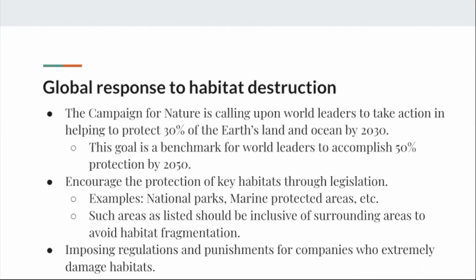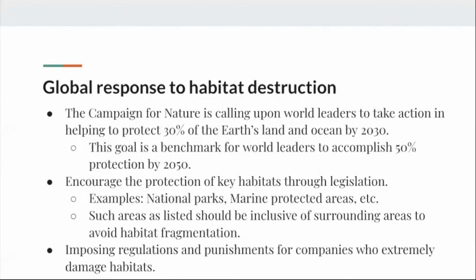So what can we do as a global response to habitat destruction? Well, the Campaign for Nature is calling upon world leaders to take action in helping to protect around 30% of the Earth's land and ocean by 2030. This goal was set as a benchmark so that way world leaders can accomplish around 50% of Earth's land and protection of the oceans by 2050. In addition to protecting Earth's land and oceans, we can encourage the protection of key habitats through legislation. Examples of this, which have already been started, are national parks and marine protected areas.